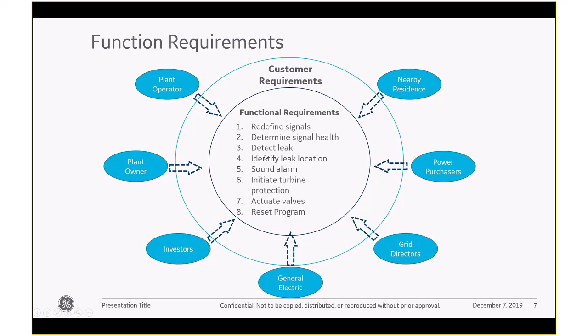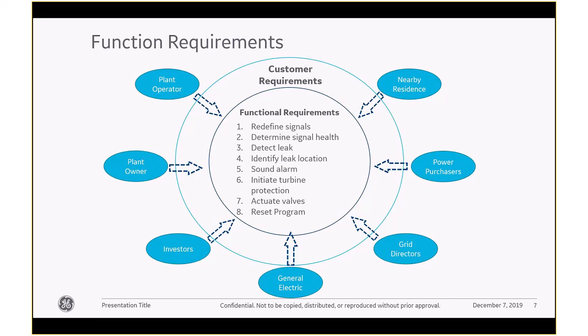But to do that, we needed to redefine our signals, determine signal health on all of the equipment that we were utilizing. And then once we had detected and identified the leak and the leak location, we wanted to alert the power plant operators and initiate turbine protection. You can see on the outside are all of our stakeholders: plant operator, power purchasers, General Electric company, investors. There are many different components that came into developing these functional requirements.